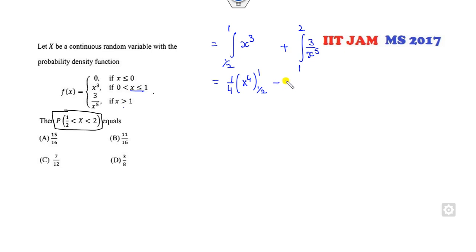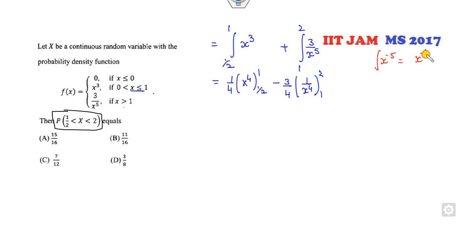Again, your target is to find the probability. Firstly, you have to express this as the integral from half to 1 and then 1 to 2. So what is the value of this? It's x cubed and this is 3 over x raised to power 5. So what is the answer of this? It's 1 over 4x to the power 4 from half to 1, and it is minus 3 over 4x raised to power 4.